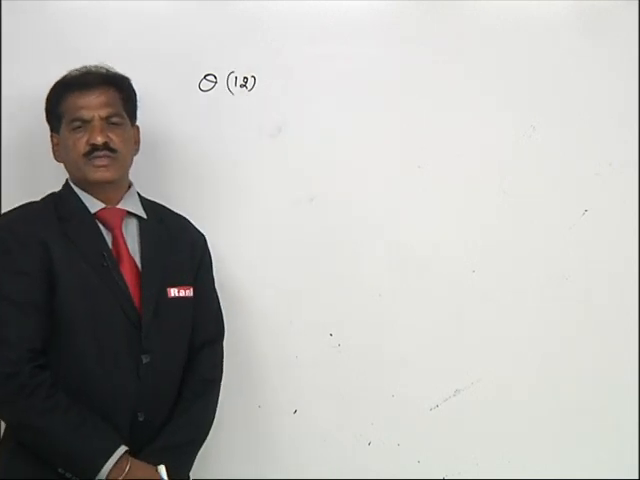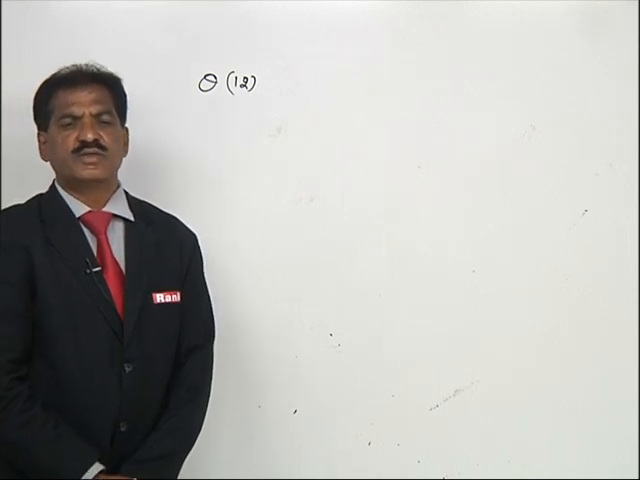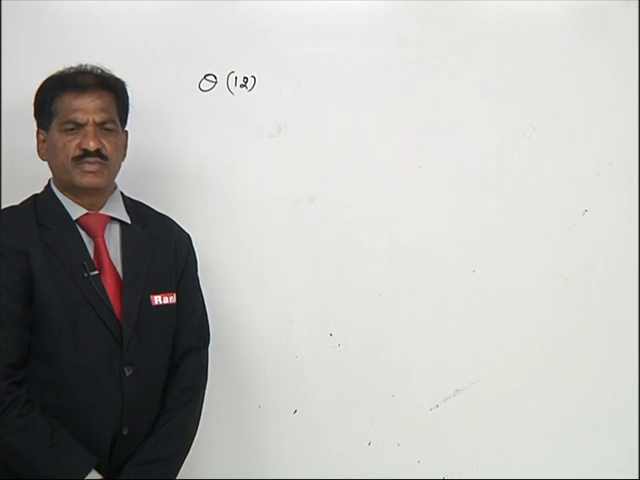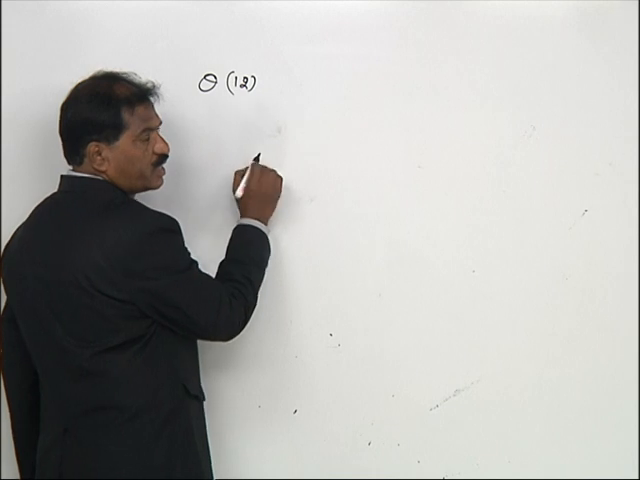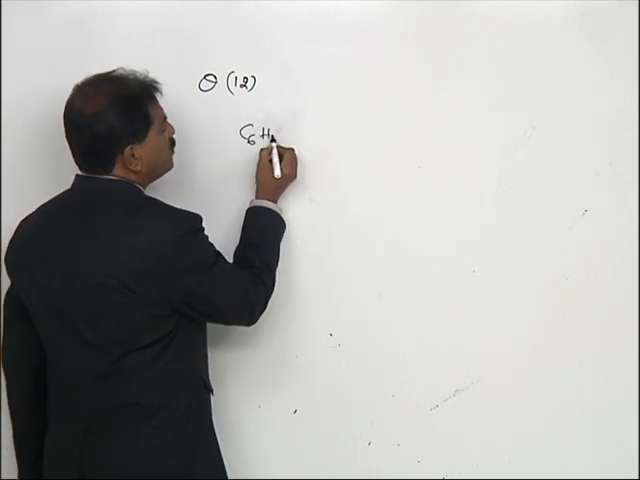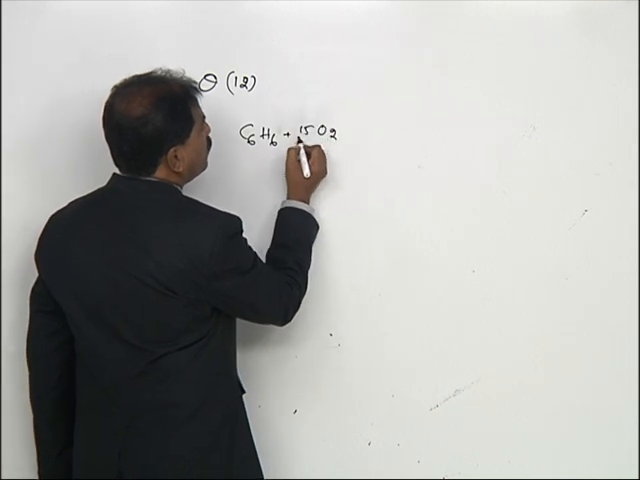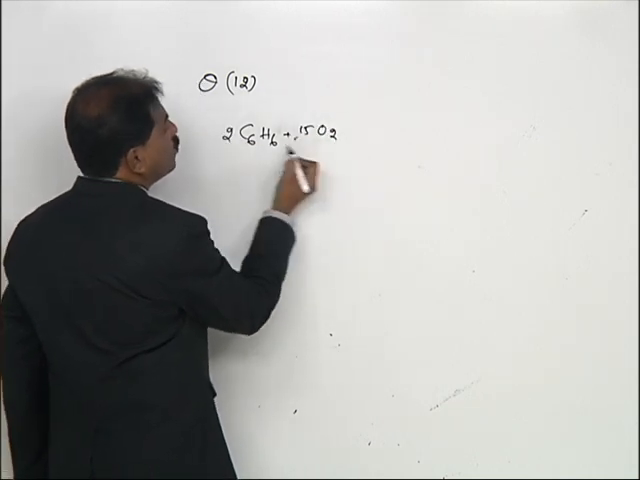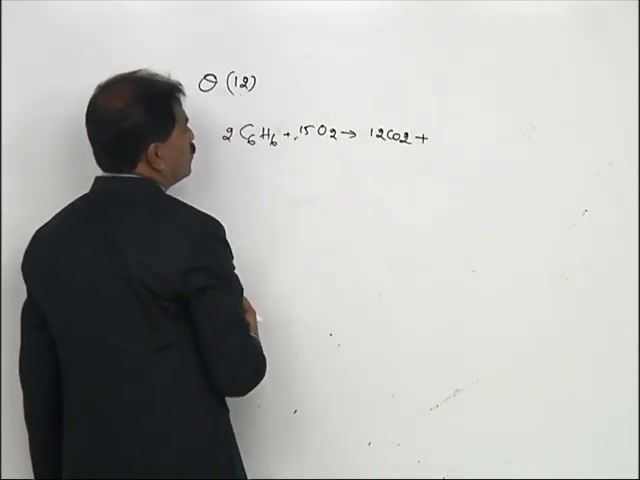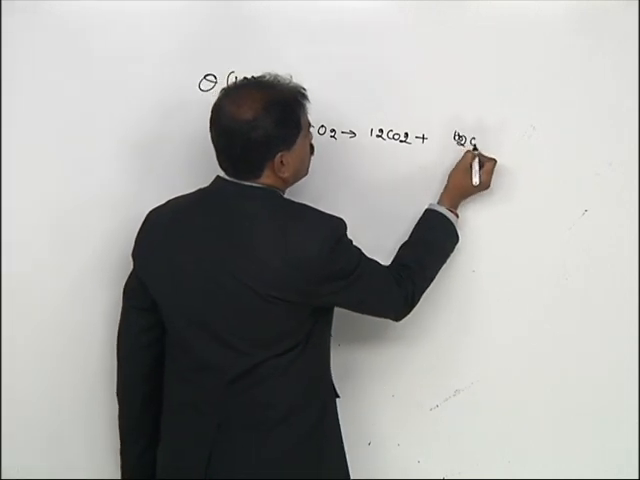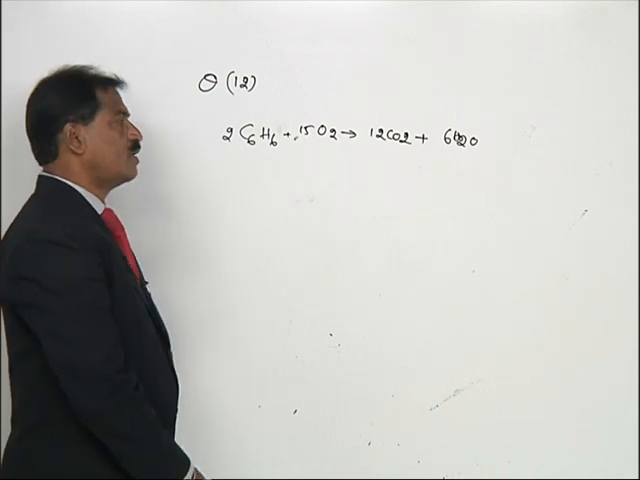Liquid benzene burns in oxygen according to the given reaction. Therefore, how many liters of the oxygen is required for complete combustion of the 39 grams of the liquid benzene? So, I will represent the combustion reaction for the liquid benzene. C6H6. Next, 15O2. Here I will take 2 moles. Therefore 12 CO2. Next H2O, that means 6H2O. This is the balanced equation.